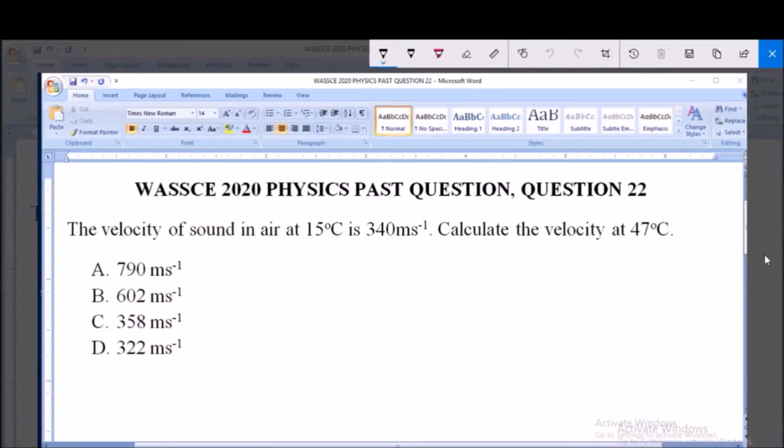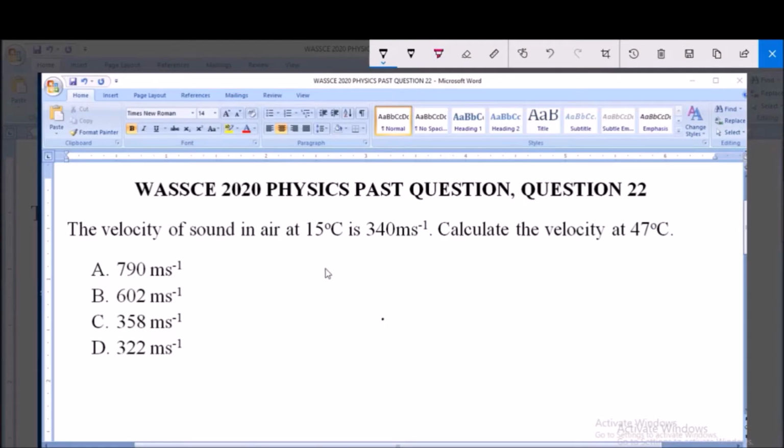I will be answering WAEC 2020 physics past question 22. The velocity of sound in air at 15 degrees Celsius is 340 meters per second. Calculate the velocity at 47 degrees Celsius. A 790 meters per second, B 602 meters per second, C 358 meters per second, and D 322 meters per second.